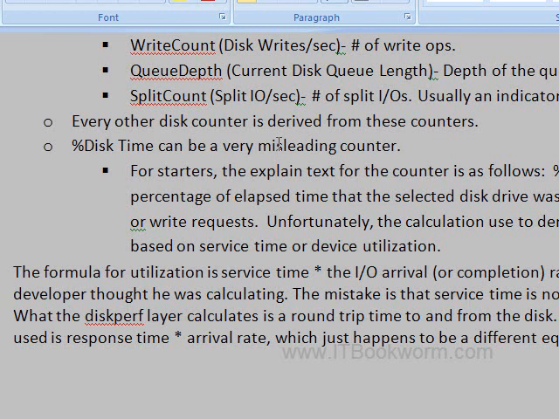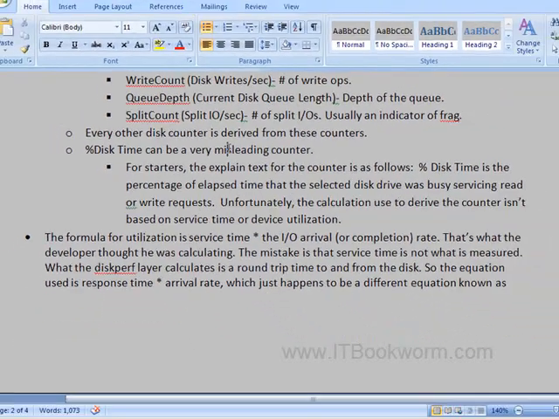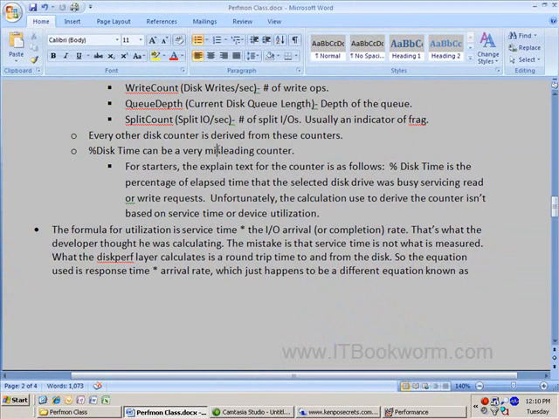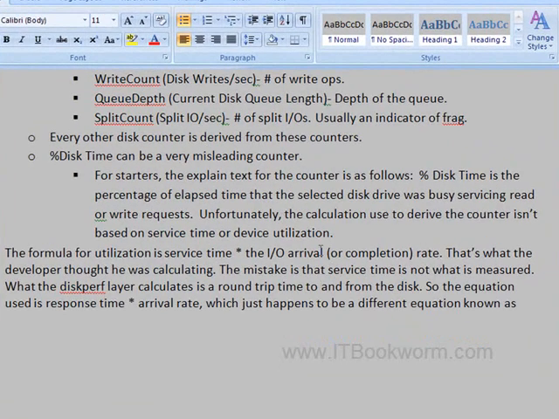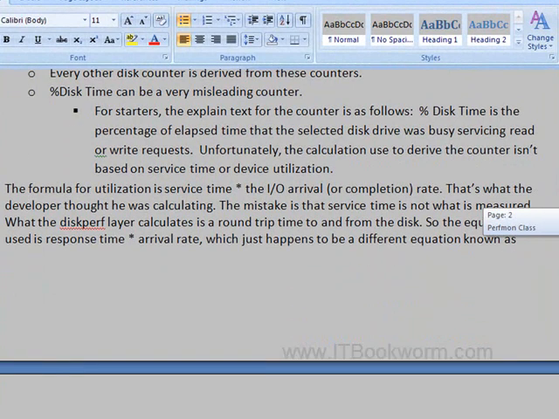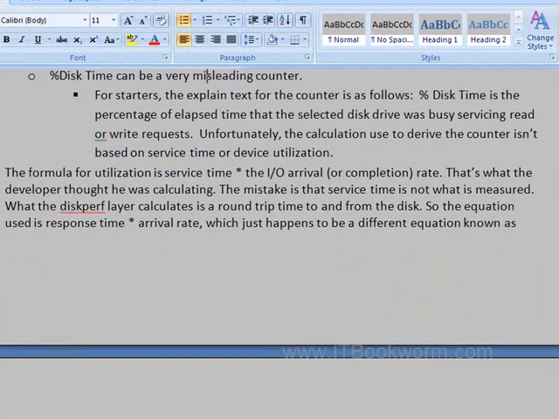But the calculation used to derive the counter isn't based on service time or disk utilization. So what almost every admin looks at as percent disk time is just what it says there, the percent of time that the disk spends servicing the request. And unfortunately, that's a mistake. The developer that originally wrote that made a mistake in the disk perf layer that I showed you in the diagram before, that sits between the request layer and the driver.